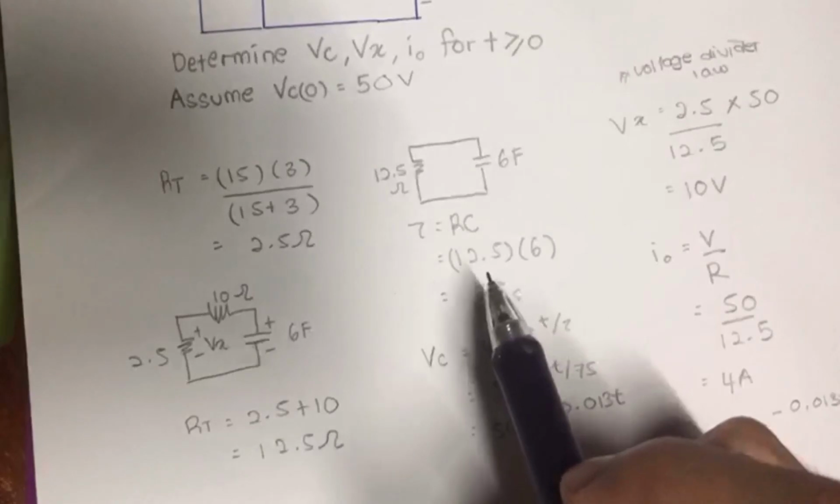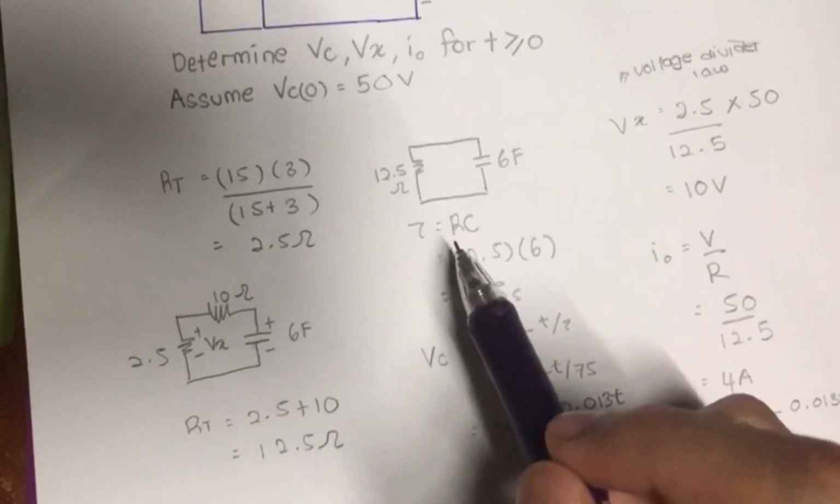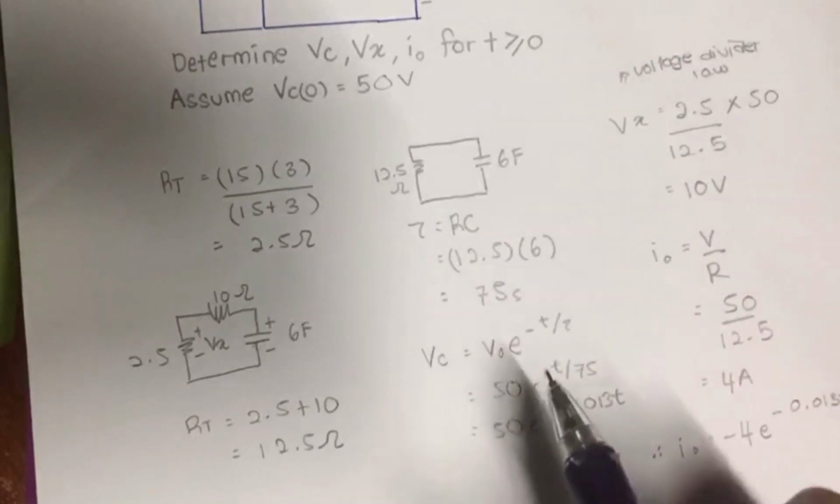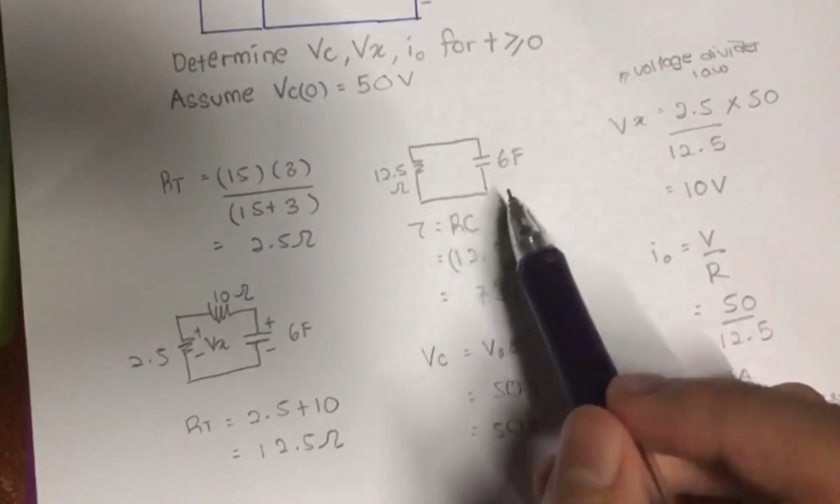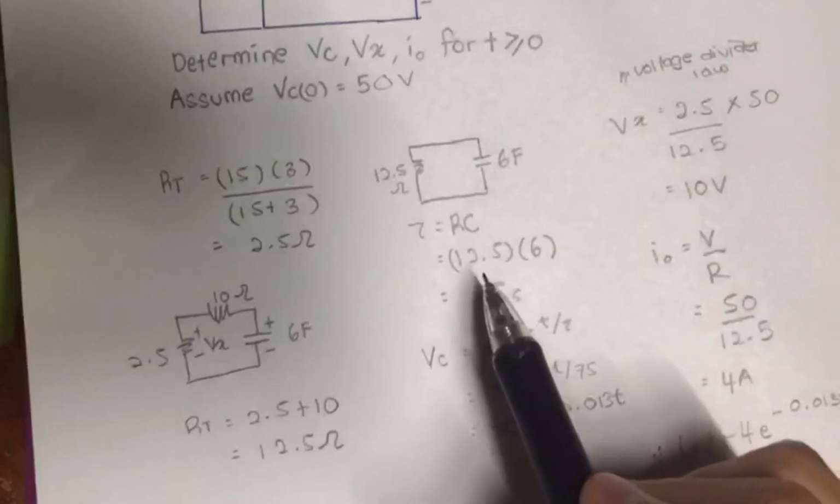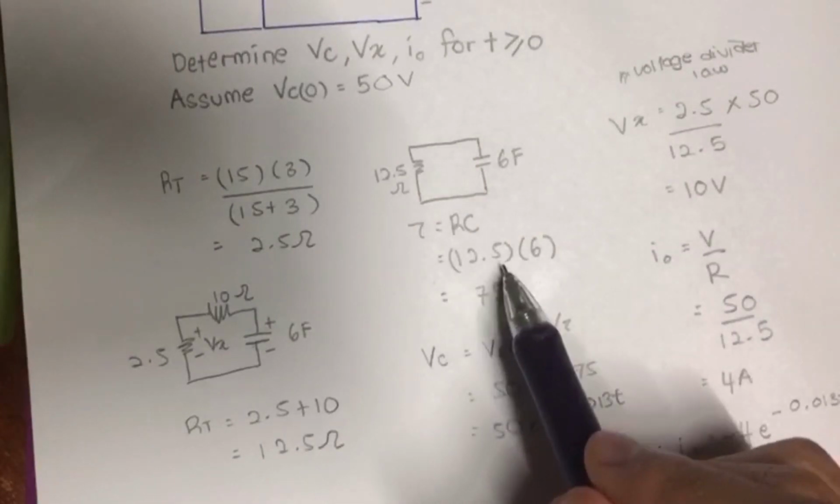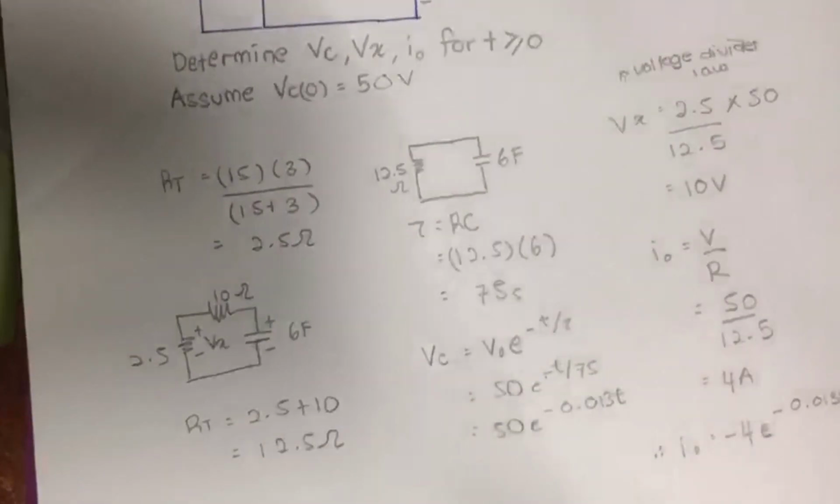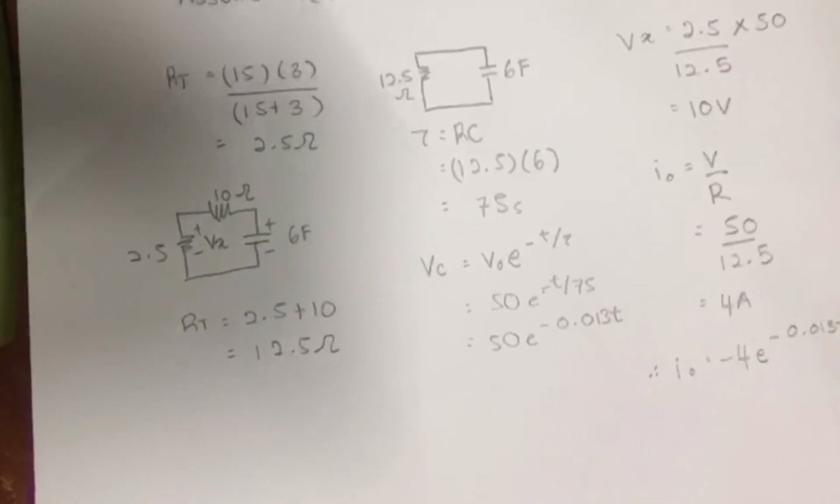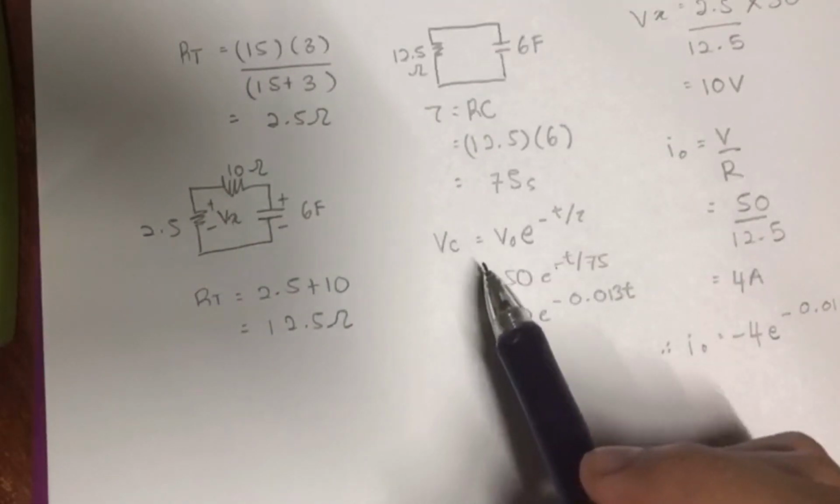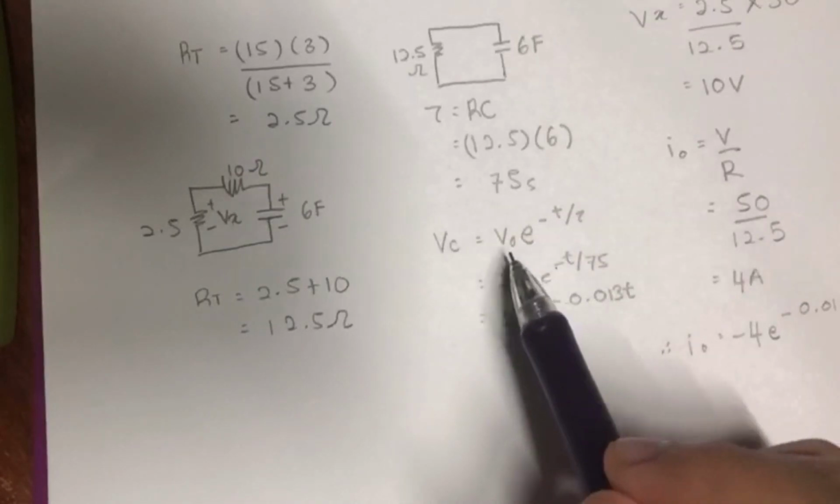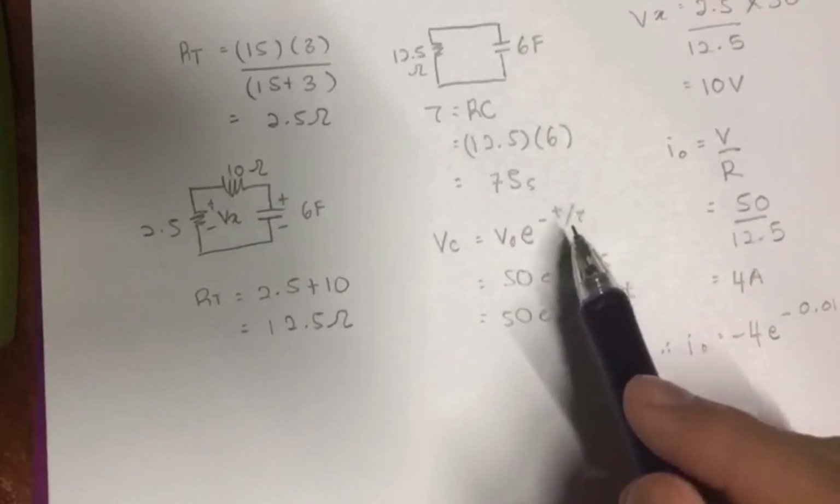So what is the formula for tau? Tau equals RC. We know that R is 12.5 and C, the capacitance, is 6. So just multiply 12.5 times 6, equal to 75. Next we can find the VC. The formula for VC is V naught e to the power of negative t over tau.